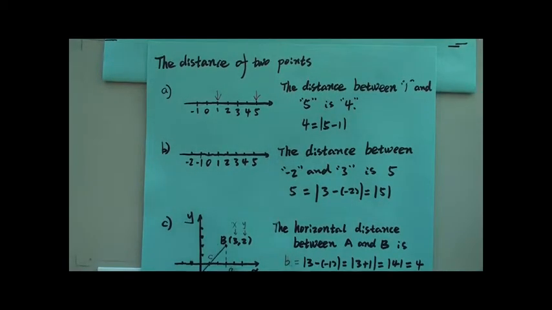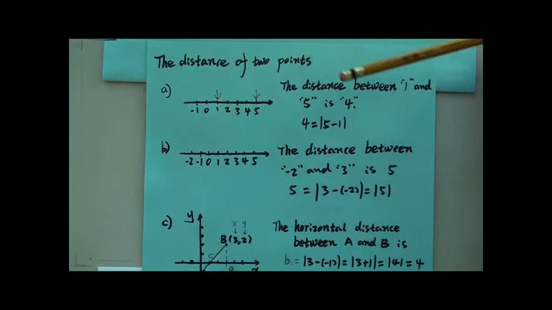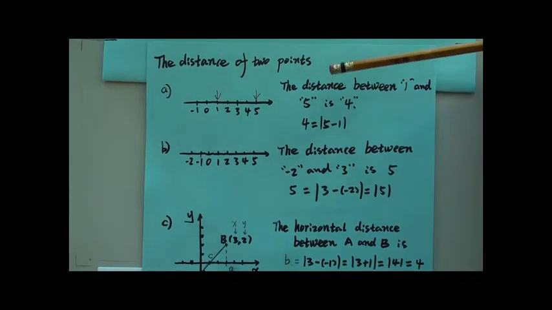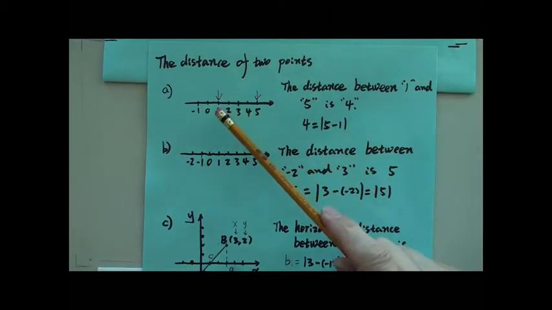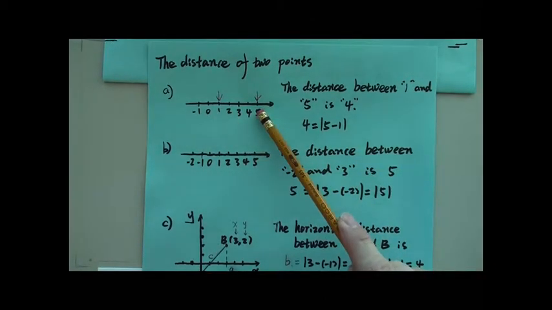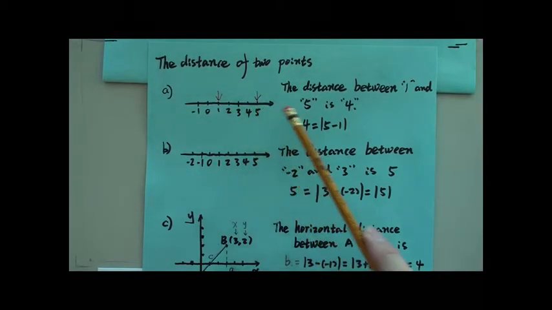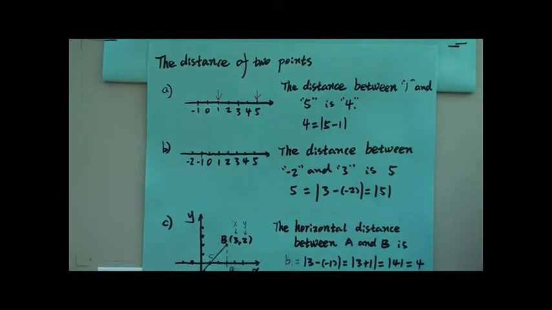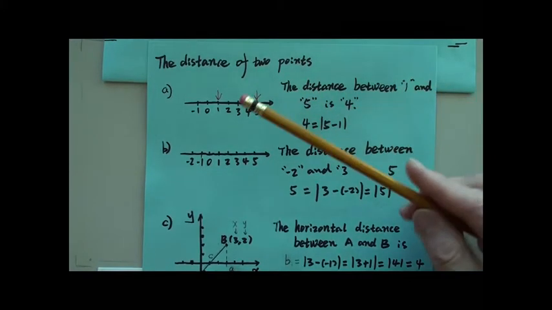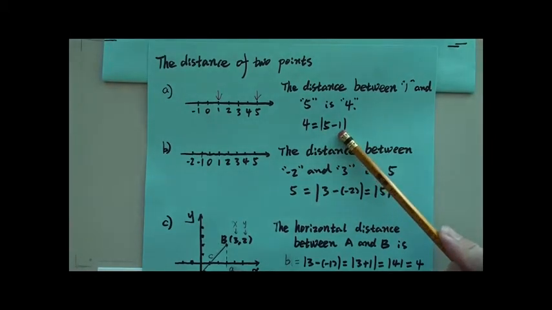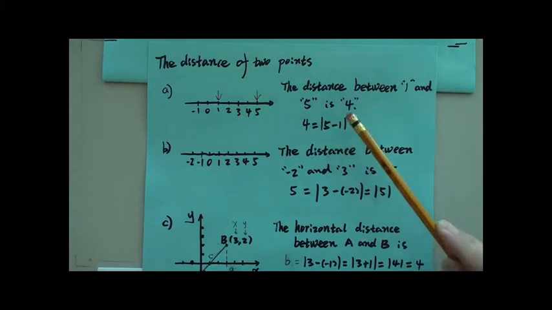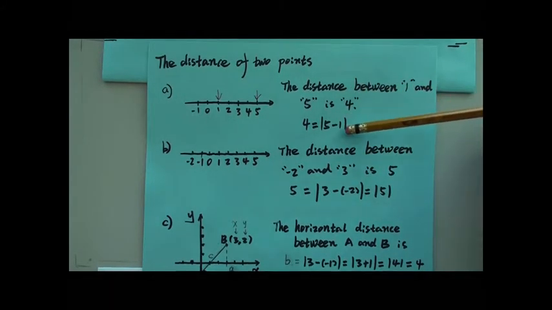Now, let's consider the distance of 2 points. The first example says to find the distance between 1 and 5. We know 1 is here, 5 is here. So the distance is 1, 2, 3, 4, which is 4. How did we get 4? 5 minus 1. You see, 5 minus 1. So you find the difference, then you will be able to find the distance. So the difference of two numbers is the distance of these two numbers.